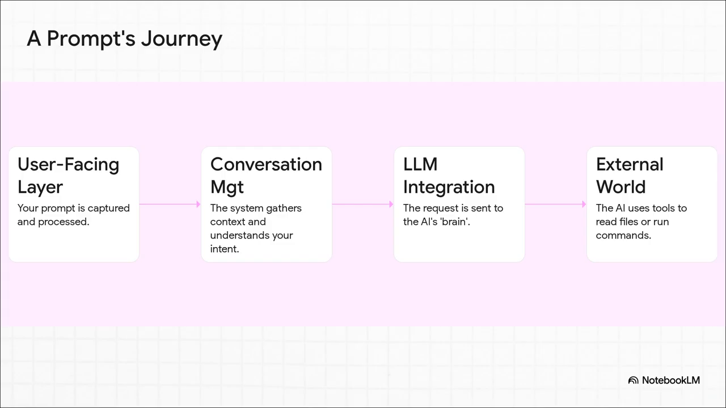Next, it gets sent over to the LLM, the AI's brain. And finally, and this is where the magic happens, it interacts with the external world using all those tools we talked about. And the crucial thing here is that this is a loop. The AI can use a tool, see what happened, and then decide to use another tool based on that new information. It's getting smarter with every single step.